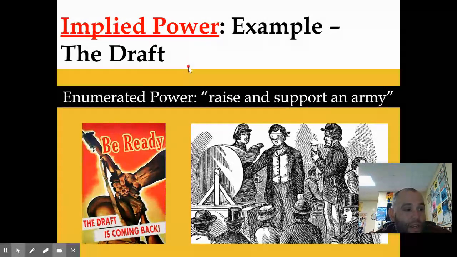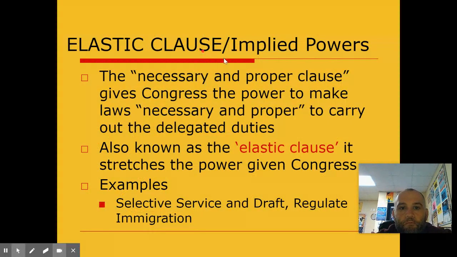So again, we have two types of power: delegated or enumerated powers, which are specifically listed. Congress can coin money, make a post office. And then we have implied powers given to us by the necessary and proper, or the elastic clause, which are bonus powers that Congress has that stretch the powers of Congress. So I just went over that.